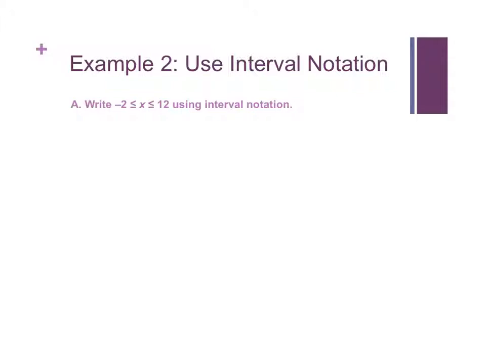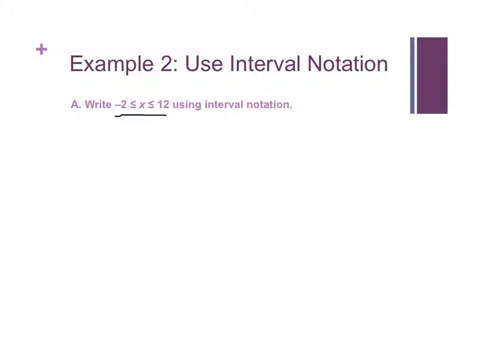Now in example 1, we have to write the inequality -2 is less than or equal to x is less than or equal to 12 using interval notation. Now interval notation is basically the same thing as set builder notation. However, you're using kind of a shortened notation here to describe this inequality. So here's the deal. In interval notation, it almost looks like an ordered pair.